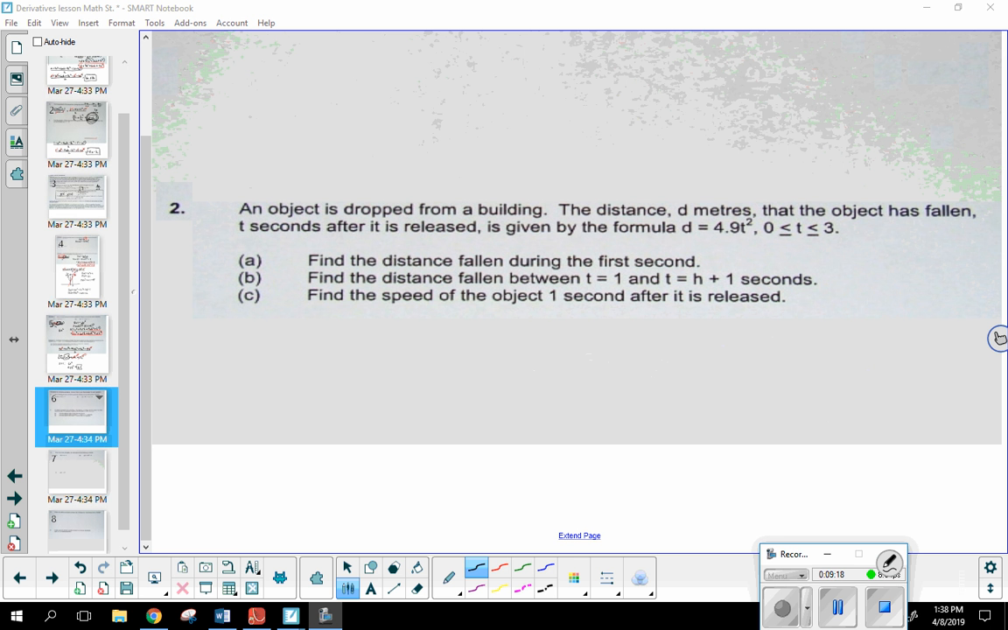Okay, we got one last problem, and then we are done with these notes. Okay, an object is dropped from a building. The distance d meters that the object has fallen, t seconds after it's released, is given by the formula d equals 4.9 t squared, where t is between 0 and 3. Okay, so A, find the distance fallen during the first second. B, find the distance fallen between t equals 1 and t equals h plus 1 seconds, and then find the speed of the object 1 second after it's released.